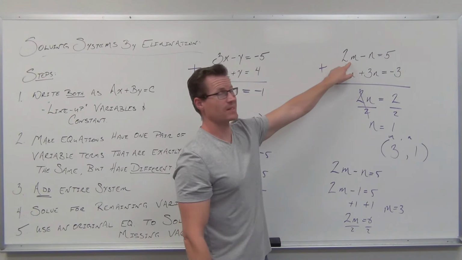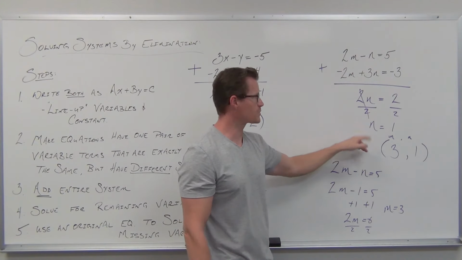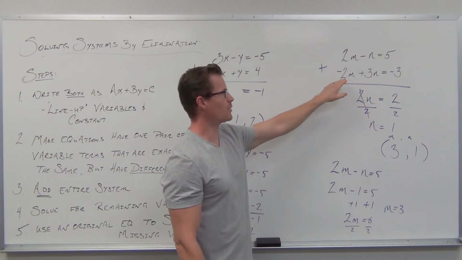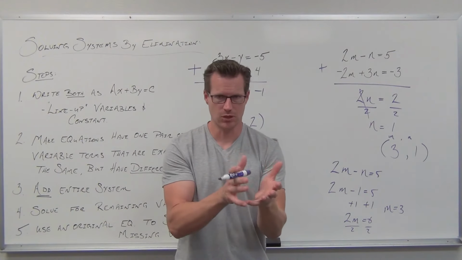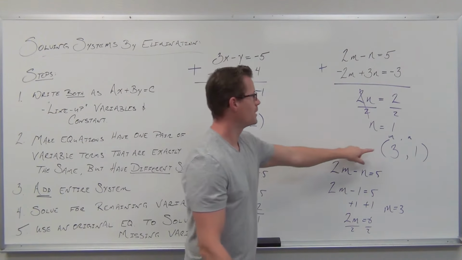We'd have 2 times 3, that's 6. 6 minus 1 is 5. Okay, I know for a fact this point is on that line. Now we try the other one, because trying 1 is not good enough. We have to have this point on both of our lines. It's got to be common to both.